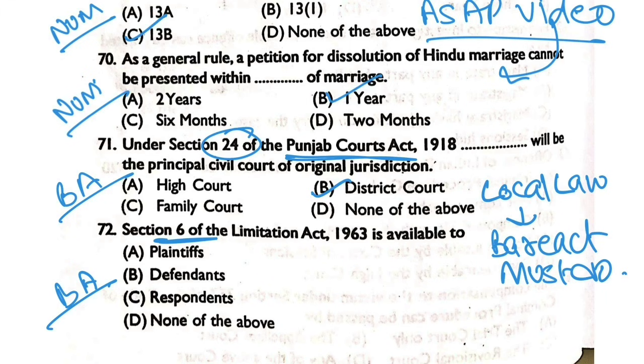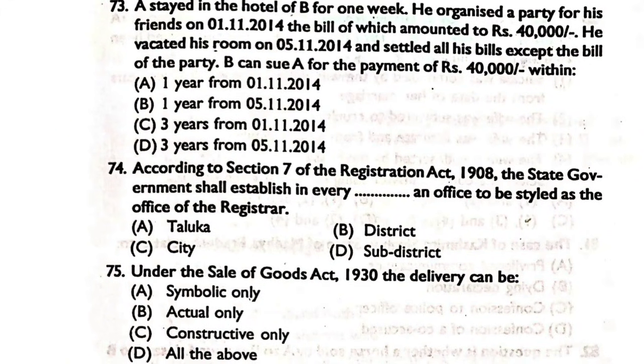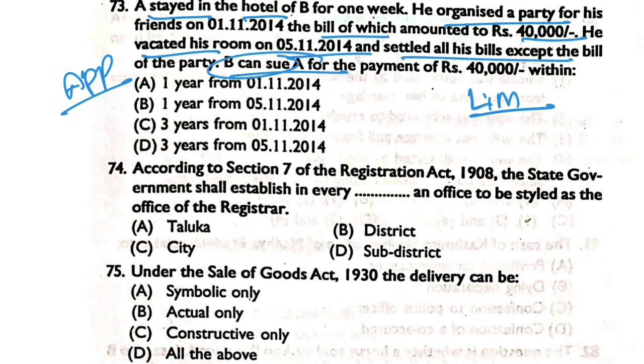Then question 72. Section 6 Limitation Act is available to A, plaintiffs. So you can see Bare Act based question again. Then 73: A stayed in a hotel for 1 week, organized a party, the bill of which amounted to 40,000. He vacated the room and settled his bill except the bill of the party. B can sue A for the payment within, the answer to that is, 3 years from 1/11/2014. That is the day on which he organized the party.